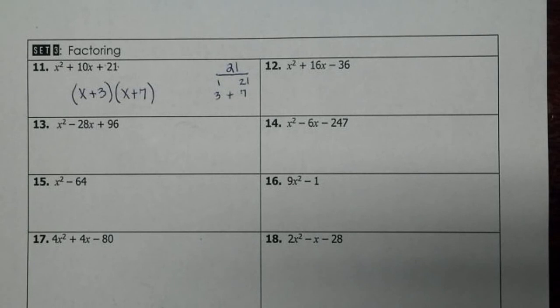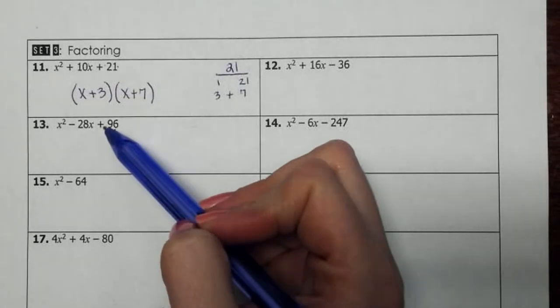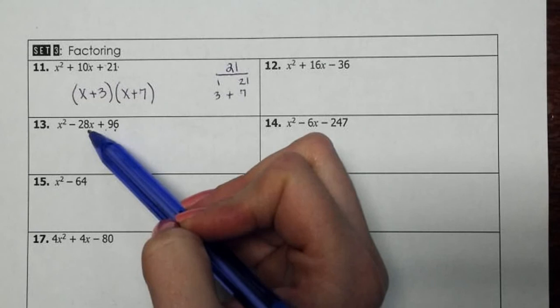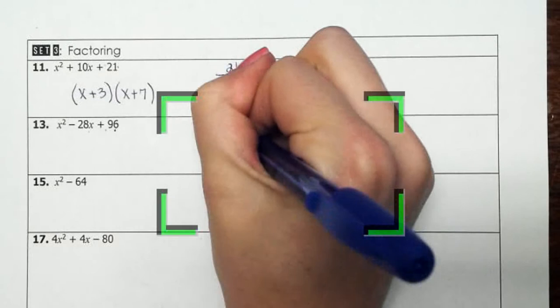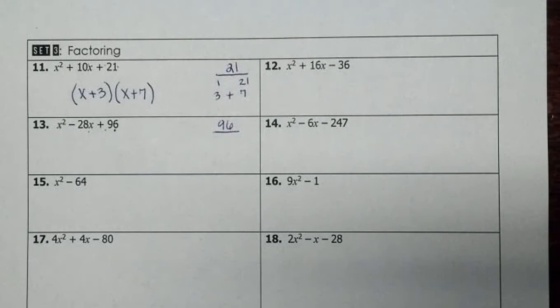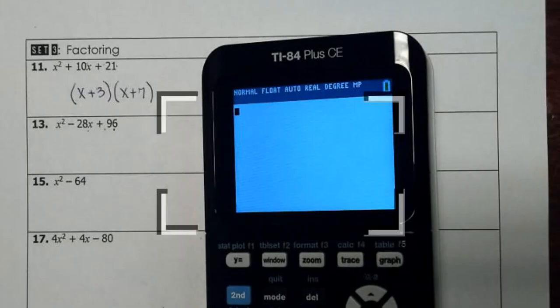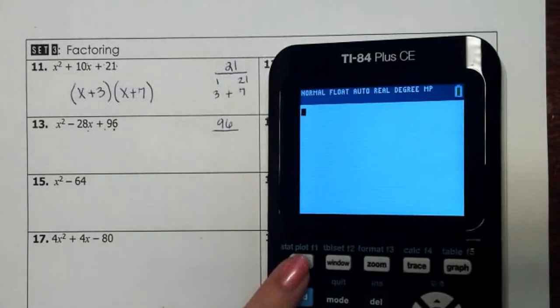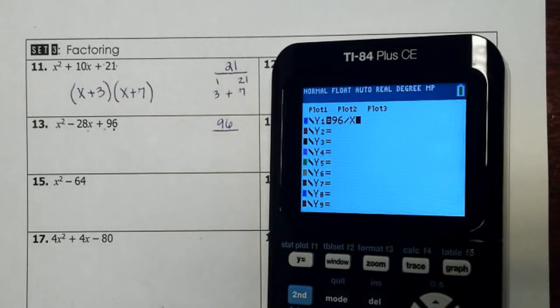Let's look at number 13. We're looking at factors of 96 that add to give me a negative 28. Okay? So I'm going to think of factors of 96. Now, like 21 was easy because it was a smaller number, but 96 isn't so small. And I don't have those factors memorized. So what I'm going to do is I'm going to look at my calculator. And I'm going to go to y equals, I'm going to type that number in, 96, and I'm going to divide it by x. So 96 divided by x.